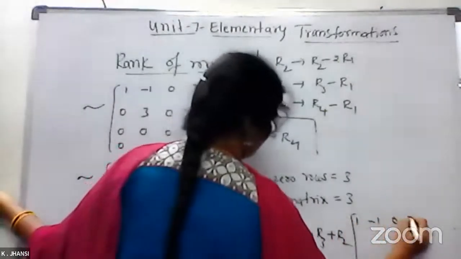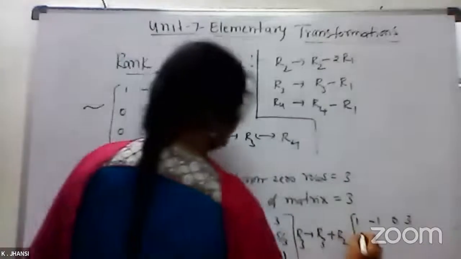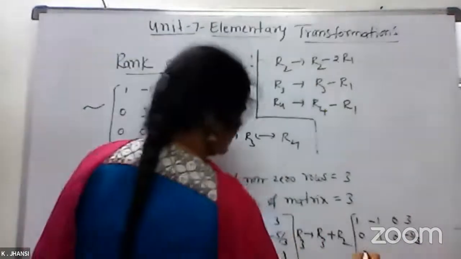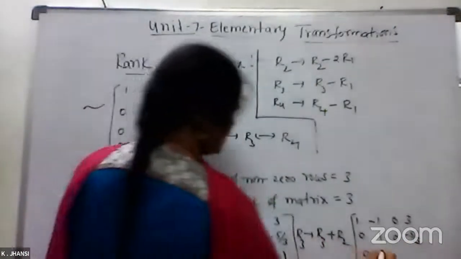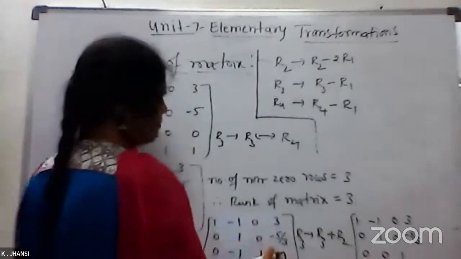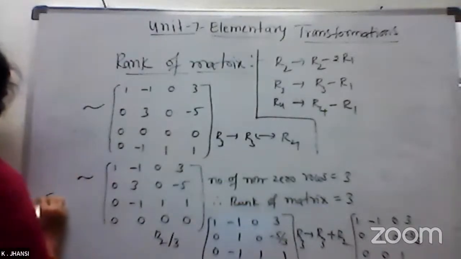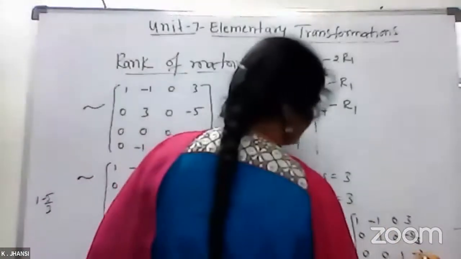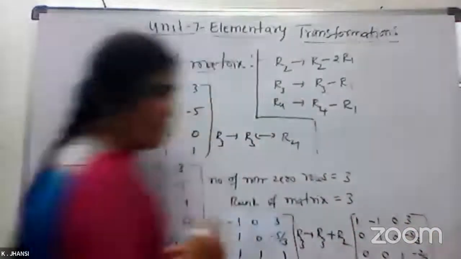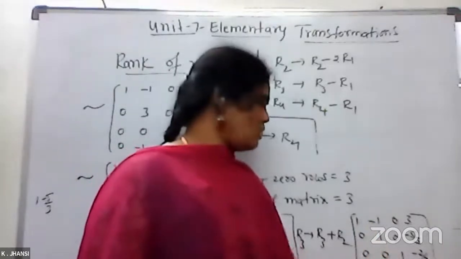1 minus 1, 0, 3. Okay, 0, 1, 0, minus 5 by 3. So 0 minus plus is 0. 1 we get as same. 1 minus 5 by 3 by 2. 1 minus 5 by 3 means 3 minus 2 by 3 you will get. And the last one is 0, 0, 0, 0. So now also see, 3 non-zero rows are there. 1, 2, 3. Here you have the last two elements, no?